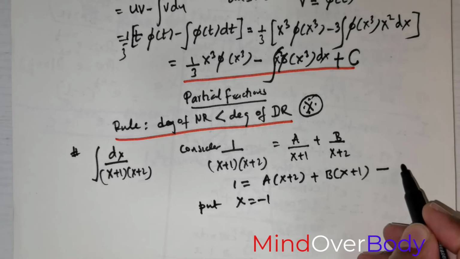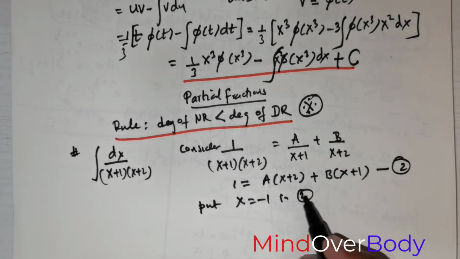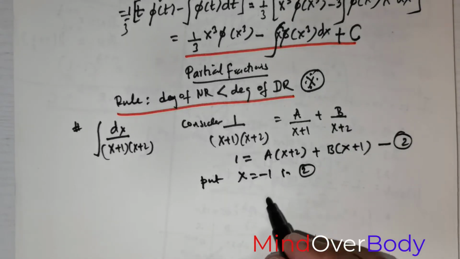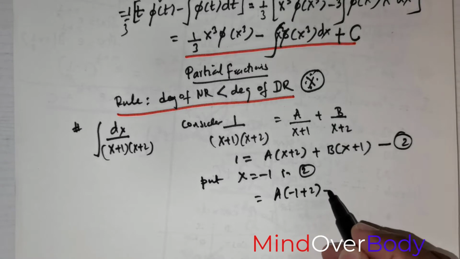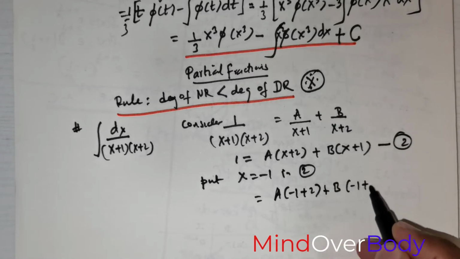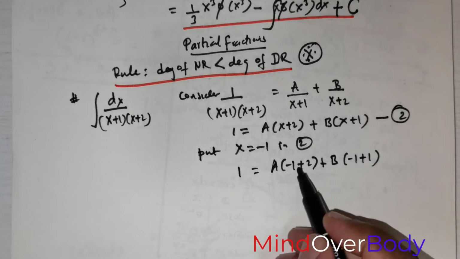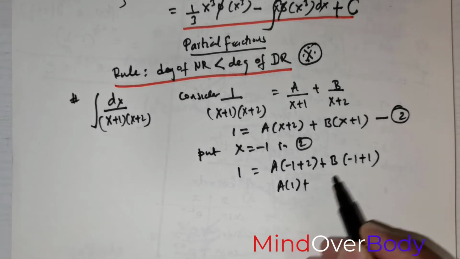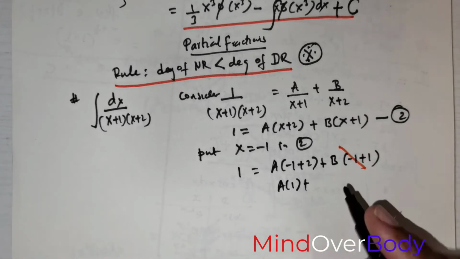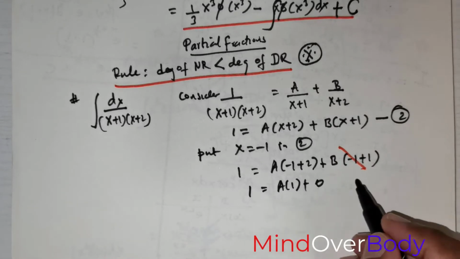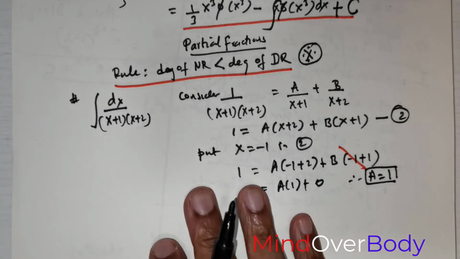So if I were to take this as equation 2, put x equal to negative 1 in 2. So what happens when we do that? This is going to be equal to A of (negative 1 plus 2) plus B of (negative 1 plus 1), and on the left side we got 1. So this one would produce A of 1, this one would be 0, and so I get A to be equal to 1. So this is one quantity.